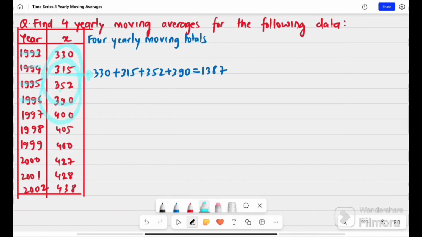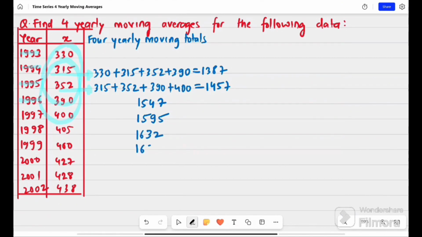And we will write it in the middle of the year 95 and 96. So we are going to have 315 plus 352 plus 390 plus 400, and the total for this is 1457. And likewise, continuing further, we are going to have 1547. The last 4 yearly moving total which we have got is in between the year 2000 and 2001. We are not going to have more successive 4 yearly moving totals.